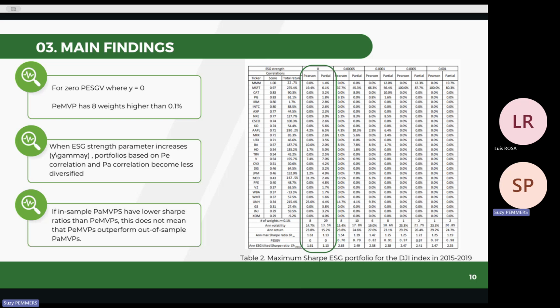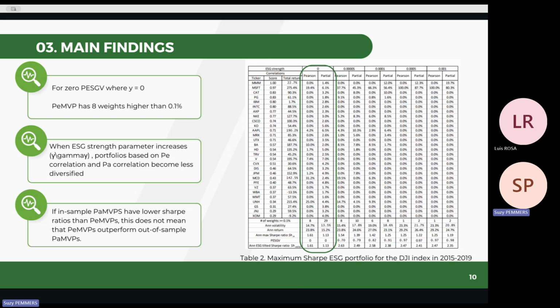This is a lot of information, but we can conclude by saying that the study showed that partial correlations-based portfolios improve diversification compared to traditional Pearson-based portfolios, especially at zero ESG strength. However, as the ESG strength parameter gamma increases, diversification decreases and the Sharpe ratio declines due to weak correlations between returns and ESG scores. An optimal ESG strength, when gamma is approximately 0.005, maximizes the ESG tilted Sharpe ratio while balancing financial performance and ESG goals.